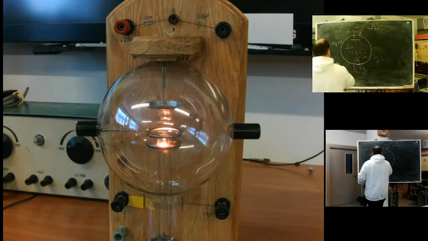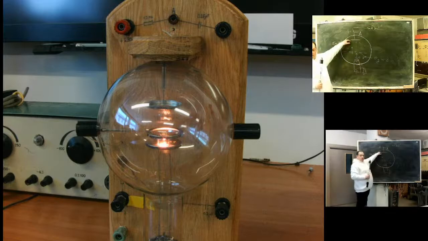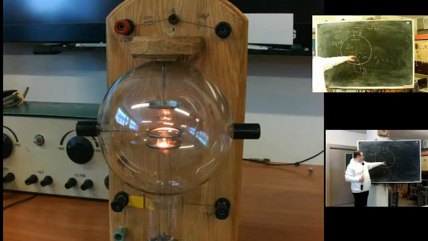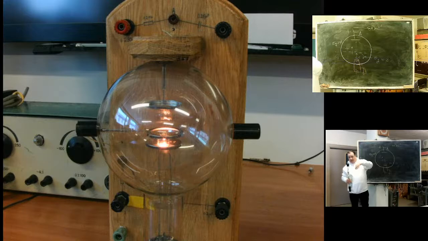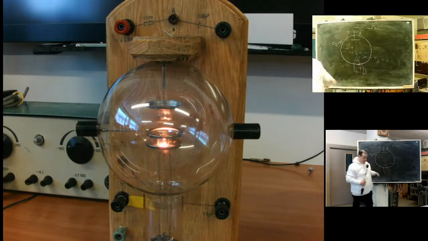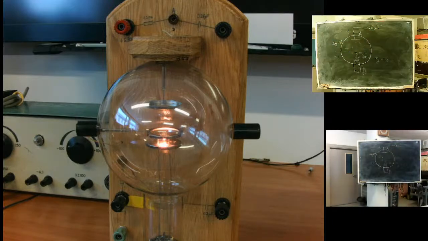Here we have a three-electrode system. The anode always attracts electrons, but they need to pass the control grid. If it has negative charge, it will push electrons back. If positive, it will accelerate them on the road to the anode. But we need to see. 1 second.